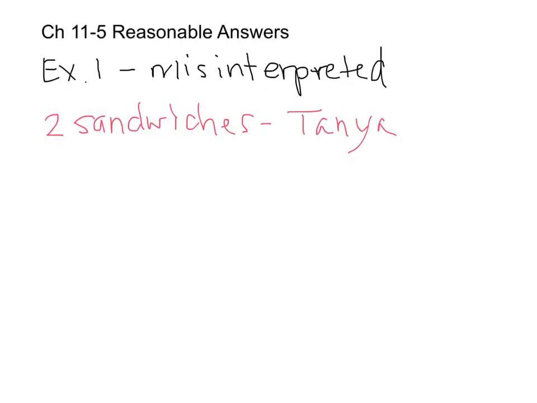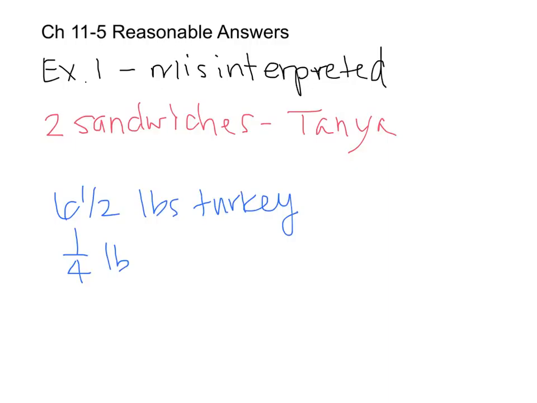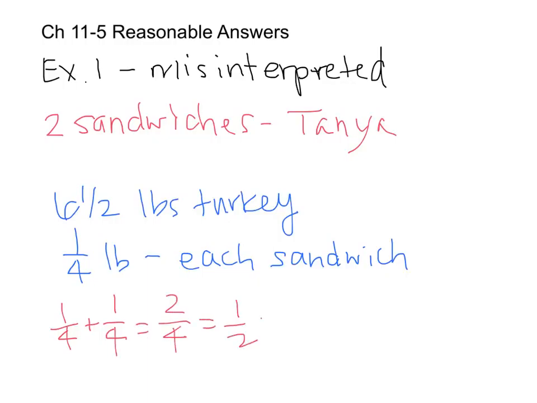Okay? But let's look at the information that we have. We have 6.5 pounds of turkey. And for each sandwich, he wants to use 1/4 pound. Okay? So Tanya's saying, I can only make 2 sandwiches. Is that correct? No, her answer is unreasonable. Each sandwich is what? 1/4 of a pound. So if she made 2 sandwiches, how much is that? 2/4. Well, you take 1/4 plus 1/4, and that would give you 2/4, which is equal to 1/2 pound.